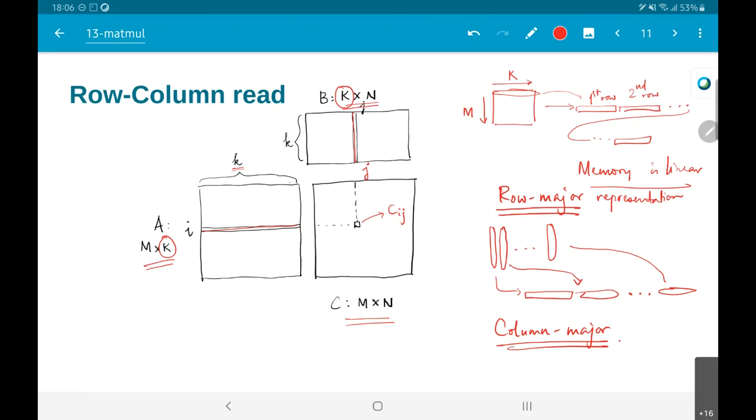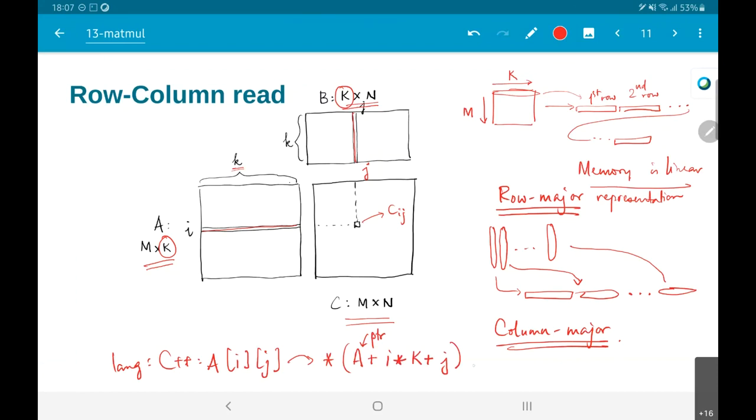How does a programming language decide row major or column major? If you think about it, it doesn't really matter. In the programming language, if I write A of I of J, this is C or C++, this just means that A of I of J will be star of A, which is the pointer, plus I into K plus J.